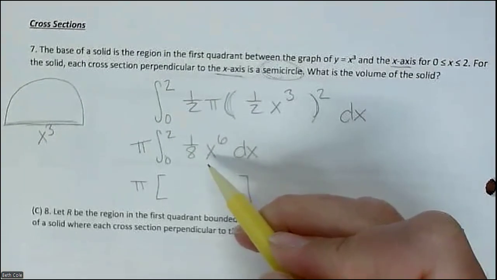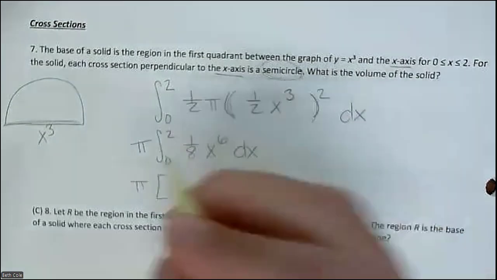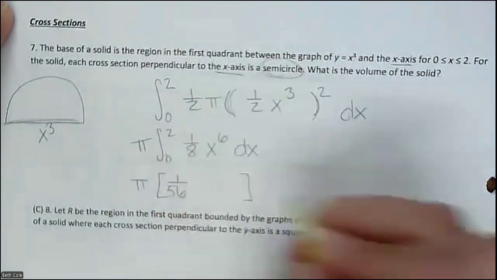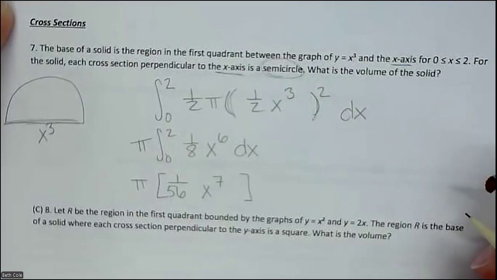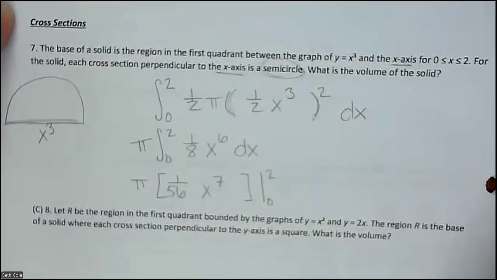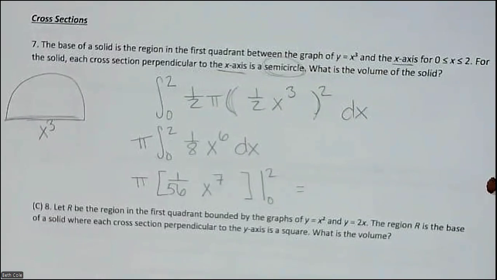You would want it to be 1/7 x to the 7th. There's already an 1/8 there, so good job. X to the 7th. 8 times 7 is 56, such that 0 to 2. And then basically you just need to plug in 2. We're going to count on our fingers. Ready? You can keep doubling. 2, 4, 8, 16, 32, 64, 128.